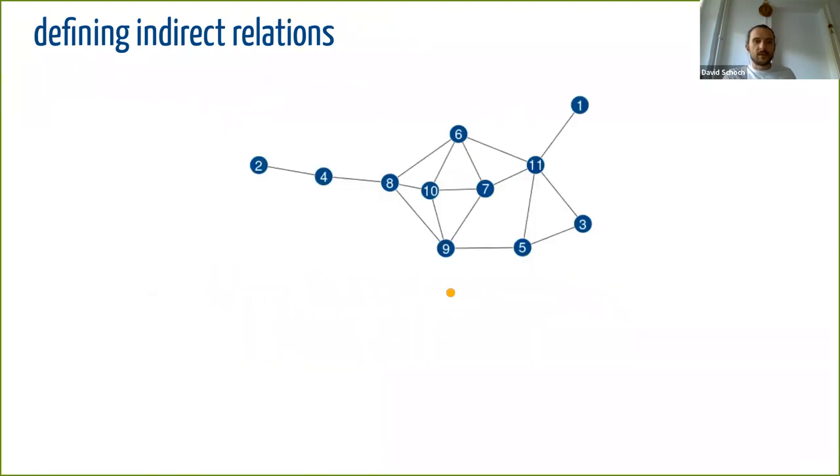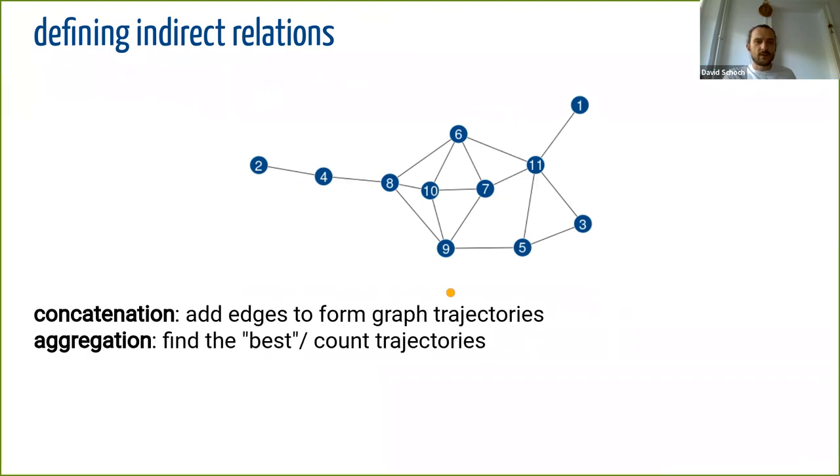And the way we can define what an indirect relation is, now this is where it gets really tricky with math, but I'm not going to do all the details here. So I already talked about it. We try to concatenate the directly observed edges in a way. So we build trajectories in the graph. This can be paths, shortest paths, and so forth. And then we aggregate over them.